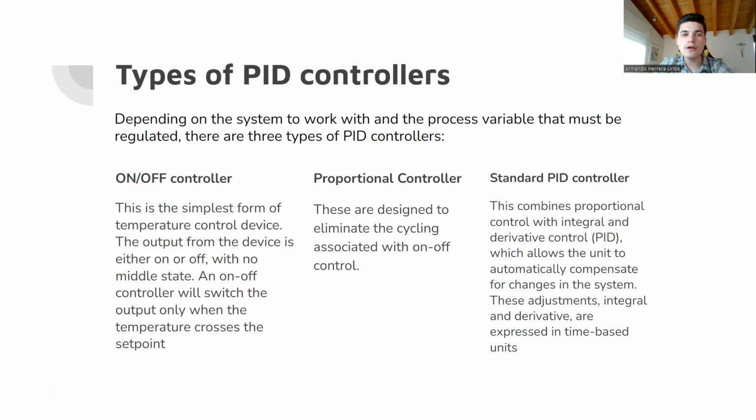Next, the proportional controller, which is designed to eliminate the cycling associated with on-off control, and the standard PID controller. This combines proportional control with integral and derivative control, as we already mentioned, and this allows the unit to automatically compensate for any changes in the system. And it's important to mention that the integral, proportional, or derivative terms are expressed in time-based units.